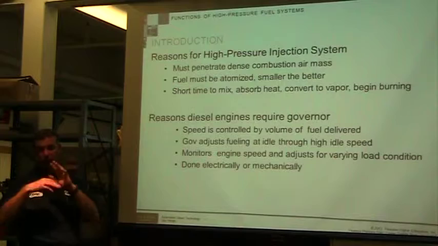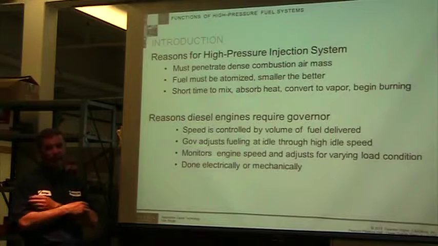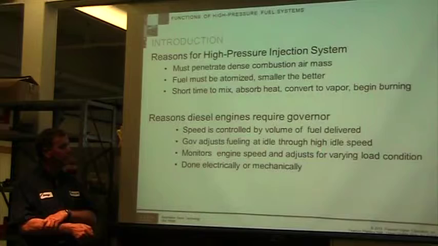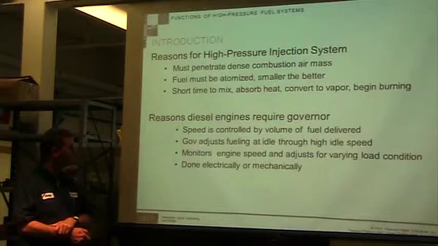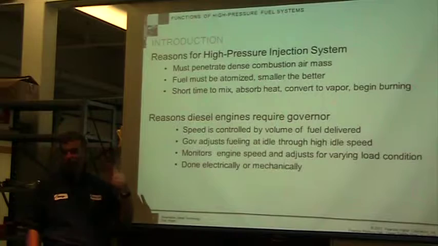So the governor's job is to maintain the speed that we want through that whole range. It monitors the speed and adjusts for varying load conditions. As you put a load on, it tries to maintain constant RPM. And it can be done either electronically or mechanically. In this case, in this chapter, we're going to be covering the electronic side of it.